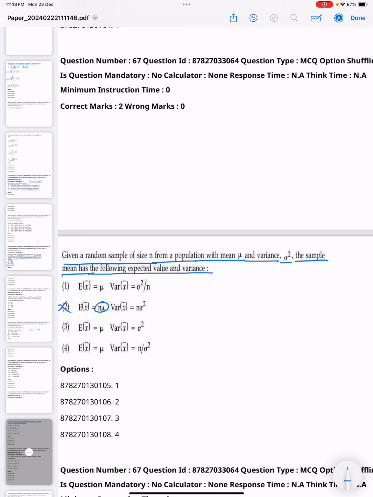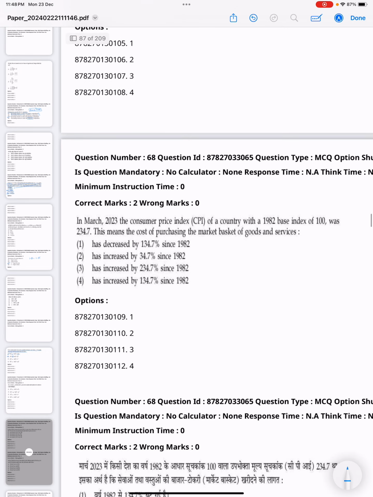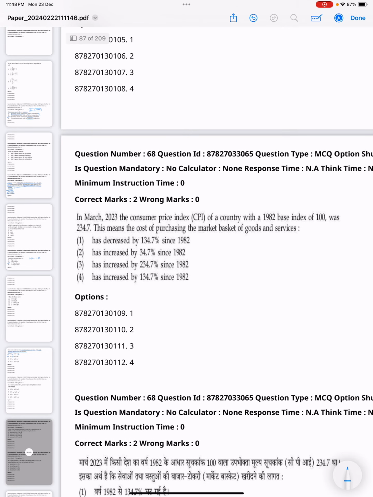Okay, this is very basic only. Expected x equals mu and variance of x equals sigma square by n. This is basic econometrics. Now coming to the 68th question.